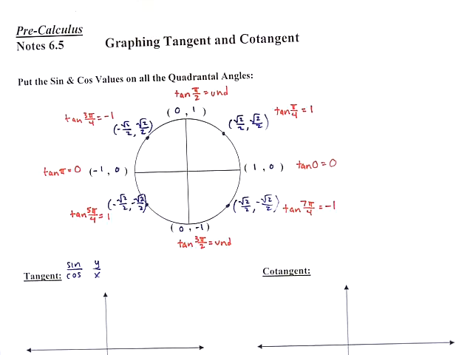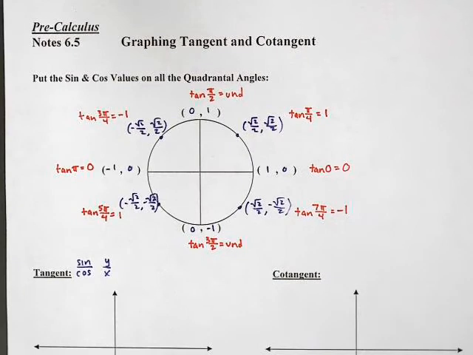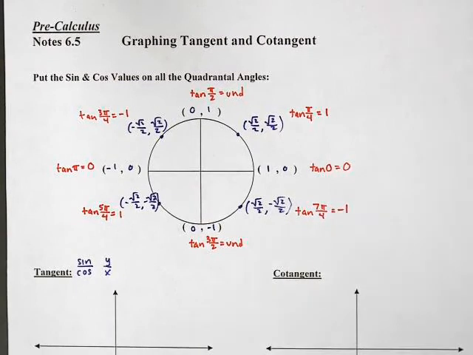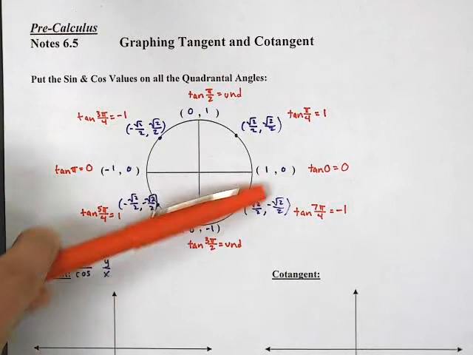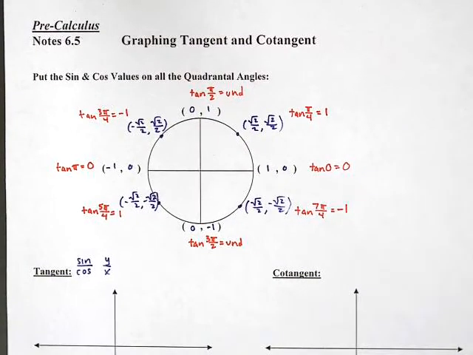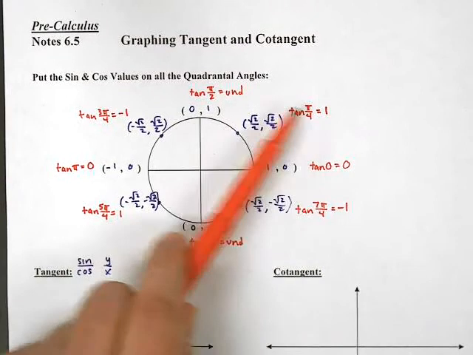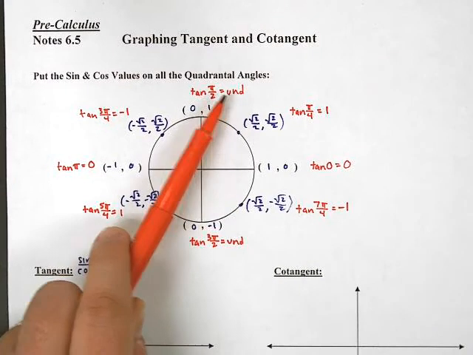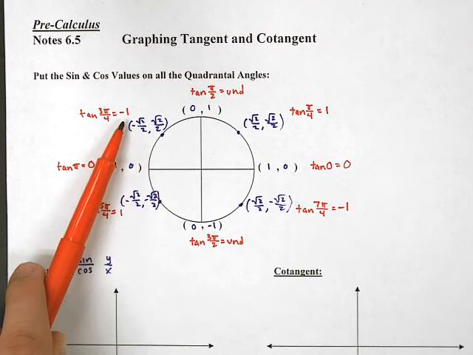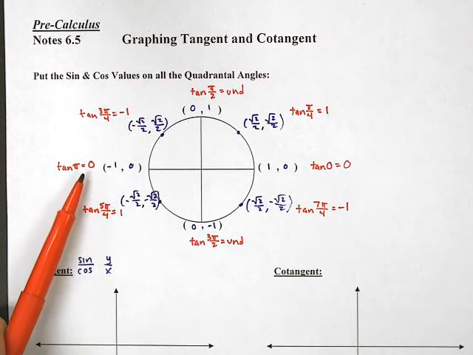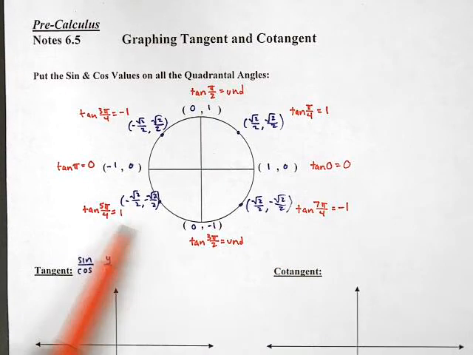Now, the reason I did this is because I want to show you that the period's a little different. With sine, cosine, cosecant, secant, the period was always 2 pi. It always took one full rotation to go through an entire cycle. Well, let's take a look at these values that we just came up with. We start at 0, we go up to 1, we hit an undefined, then we're at negative 1, and then we're at 0. And then it repeats itself, right? 1, undefined, negative 1, 0.